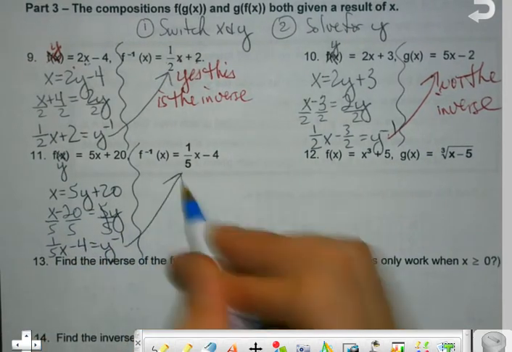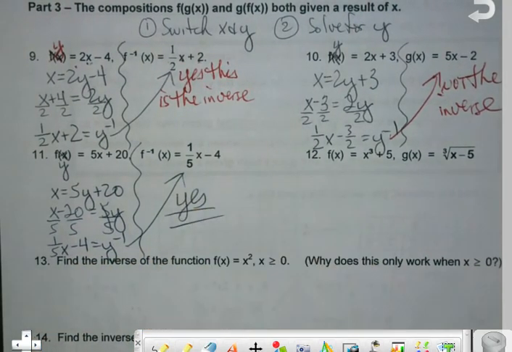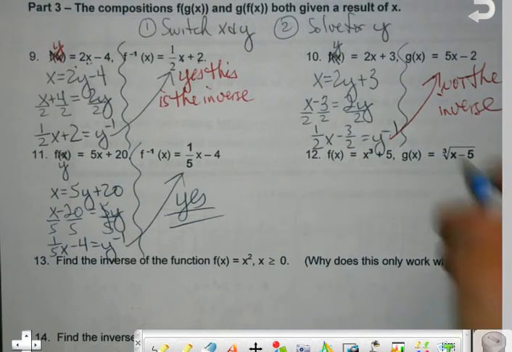One fifth x minus 4. Okay, that one works. And I'm hearing code is 12. Let's find out.